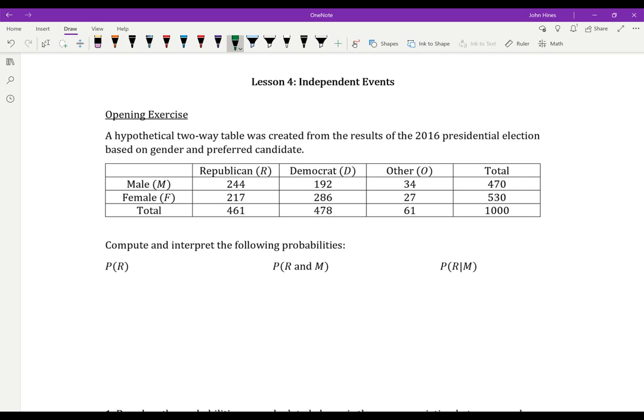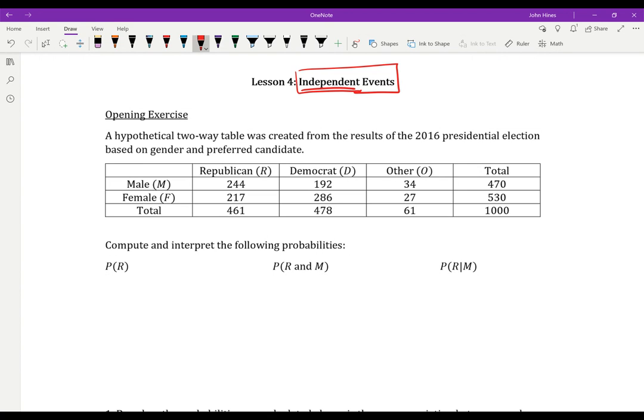Hi, everybody. In this lesson, we're going to look at independent events, and it's going to rely on our knowledge of those conditional probabilities. So an independent event we'll define shortly, but that's what this lesson and the next one are all about.